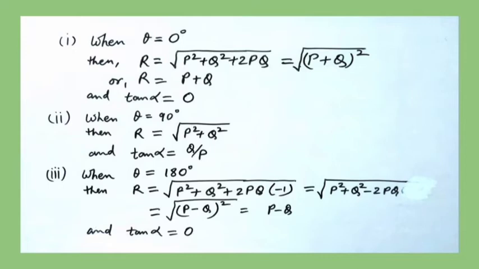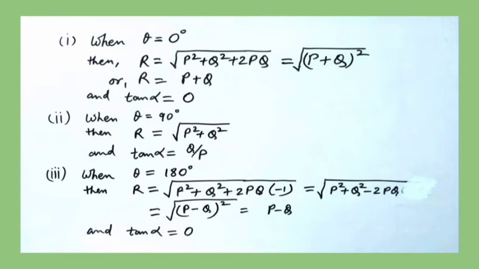Next situation is when theta is equal to 90 degree, that is vectors P and Q are at right angles to each other. Then R is equal to under root P square plus Q square, and tan alpha is equal to Q by P, since cos 90 degree is equal to 0 and sin 90 degree is equal to 1.